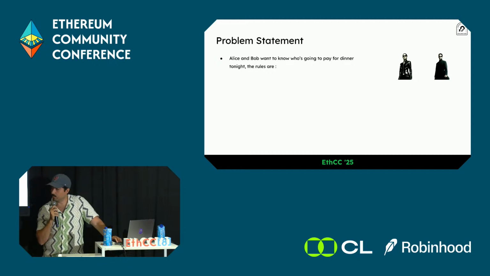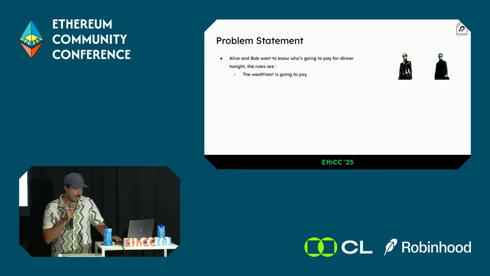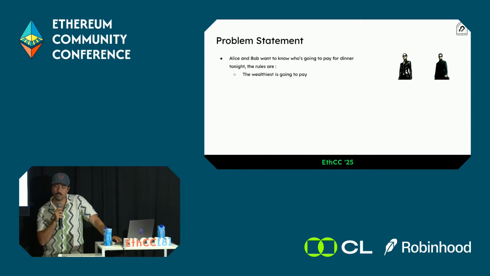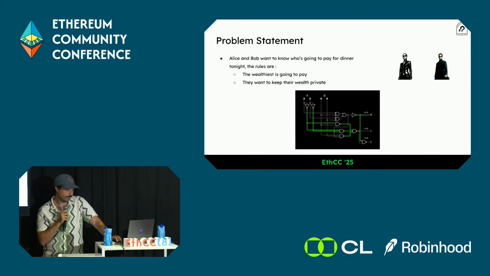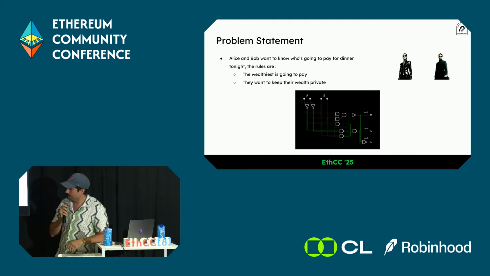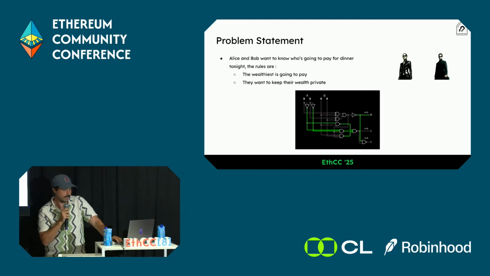So the problem statement that we're trying to solve is the following. Alice and Bob want to know who is going to pay for dinner tonight. The rules are the following: the wealthiest is going to pay for the dinner, and they want to keep their wealth private. The solution to that problem is Boolean circuits and garbled circuits. That's work from Yao, at the end of the 80s, beginning of the 90s, so we have known how to solve this problem for a pretty long time.